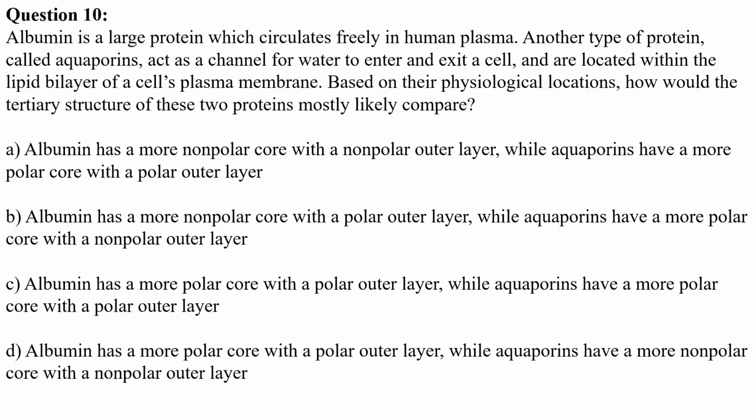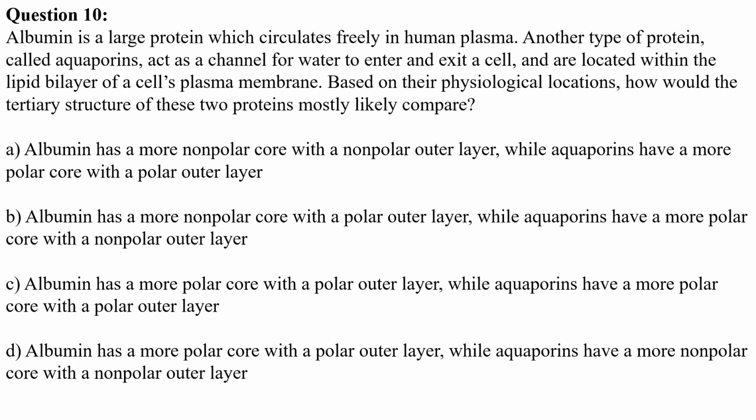So, we have albumin, which is a large protein circulating freely in the human plasma. That means it's a protein that is living in an aqueous environment, whereas another type of protein called aquaporins acts as channels for water to enter and exit the cell. So, they are channel proteins and they are located within the lipid bilayer of the cell's plasma membrane. So, aquaporins are membrane proteins and they are channel proteins. Okay, so they are forming channels in the plasma membrane. Okay, so let's see the options.